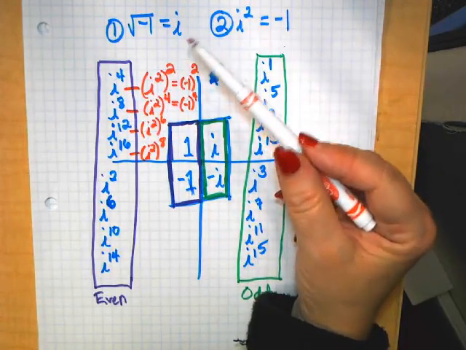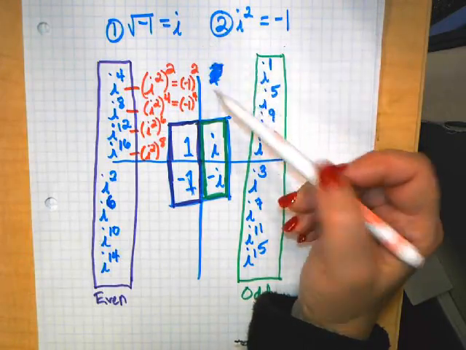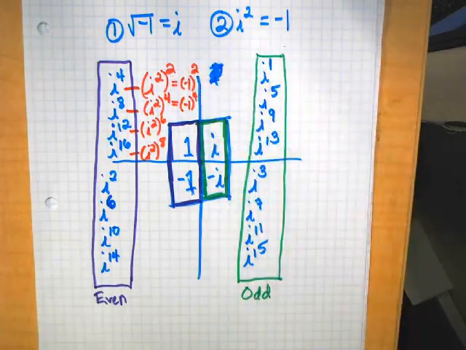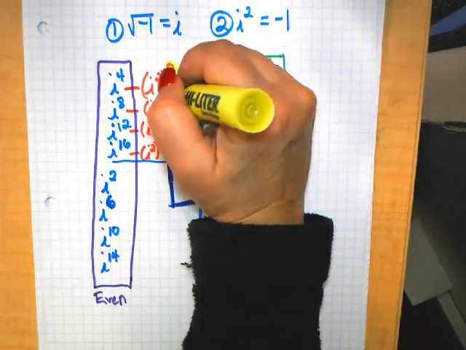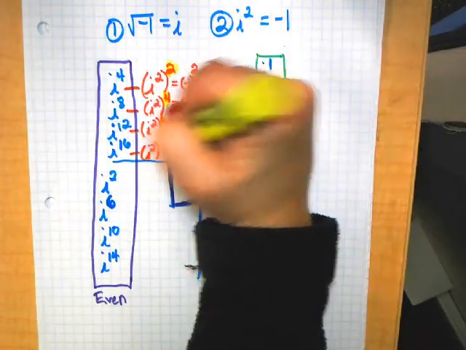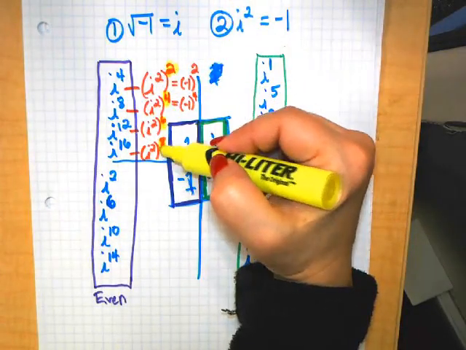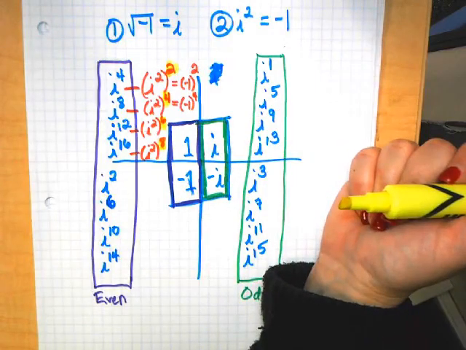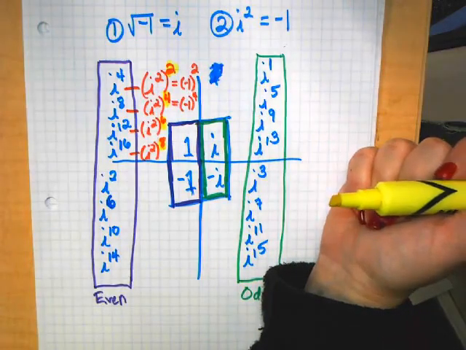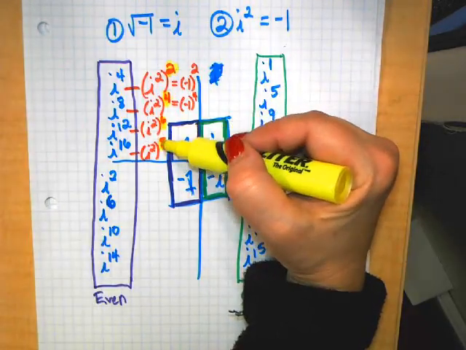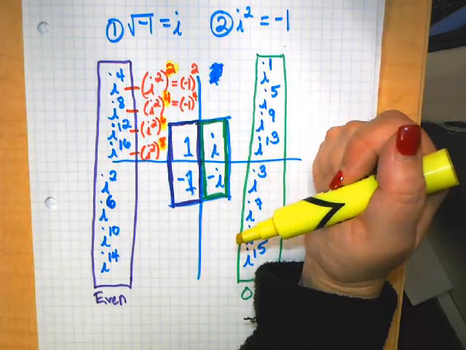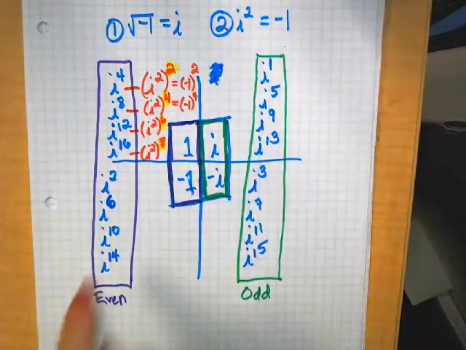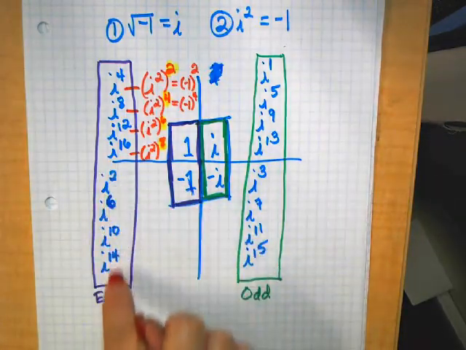If you pay close attention to what's happening here, you can see that the number of pairs of i's, in other words, this power out here, the number of pairs of i's, are even. So if the number of pairs of i's are even, you will get a positive answer. Let's contrast that with the results from this part down here.